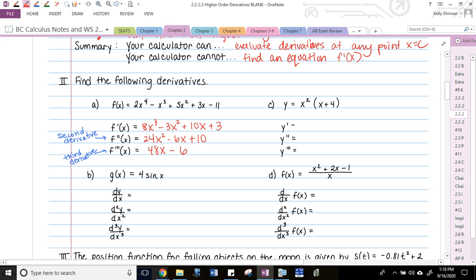There's no limit to how many derivatives I can take. I could take a fourth derivative. It would be 48. The fifth derivative would be 0, and every derivative after that would be 0 for this particular problem.